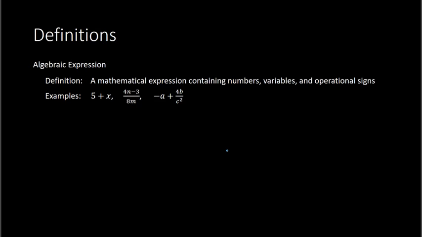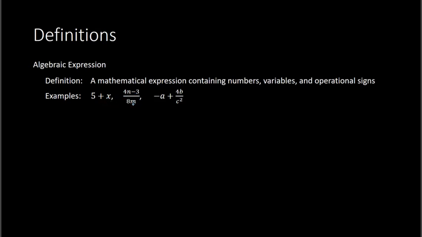Here are three examples. First one, we have 5 plus x. So we have a number, the variable would be the letter, so the letter x is a variable. And the operational sign would be addition, the plus sign.